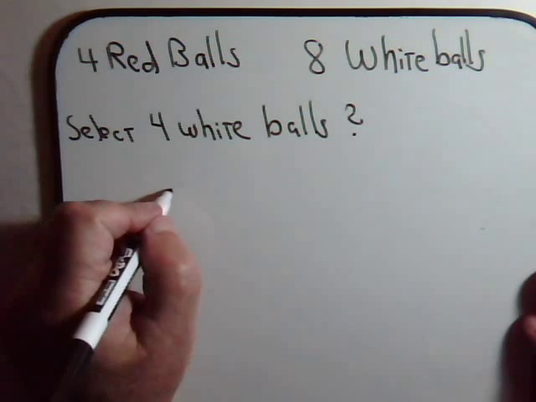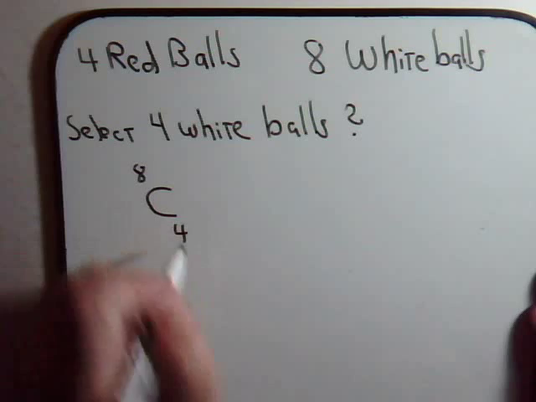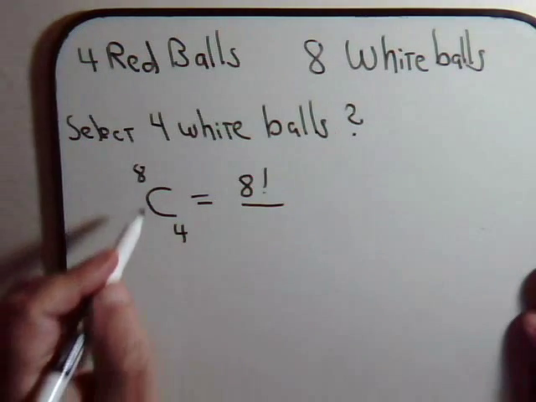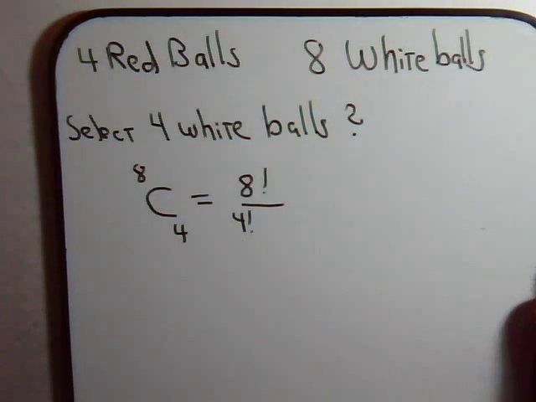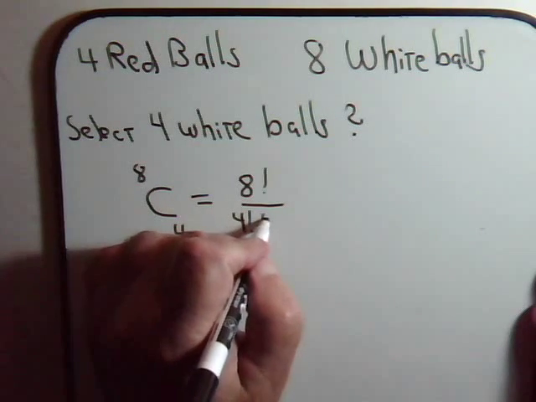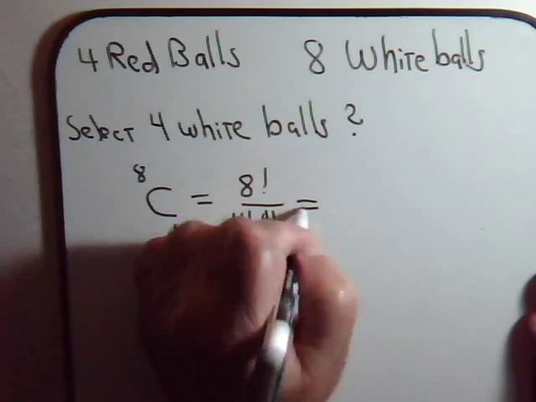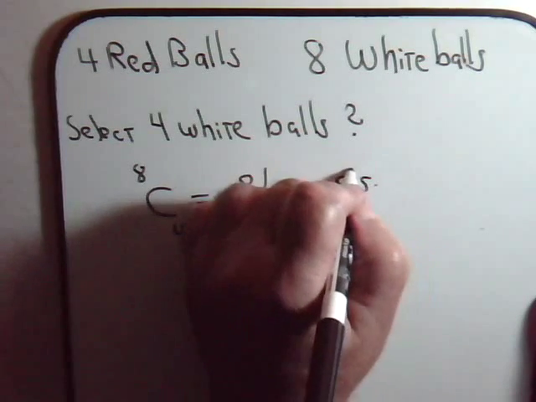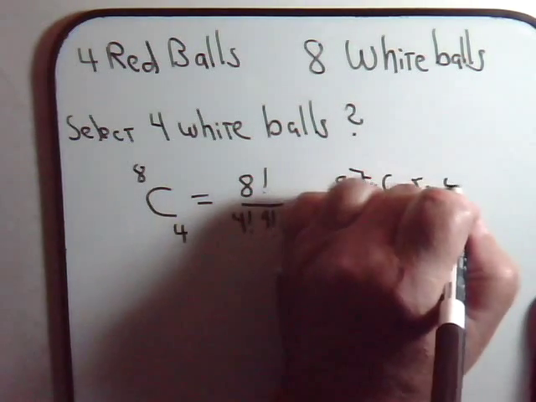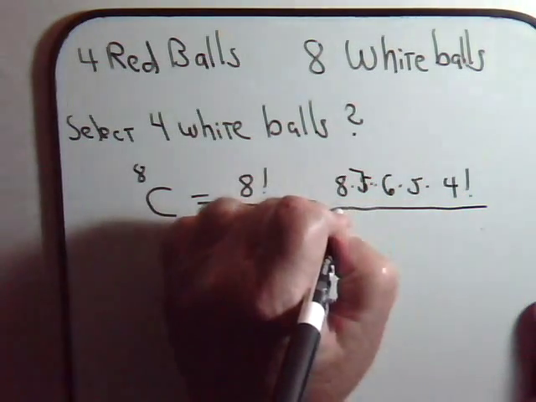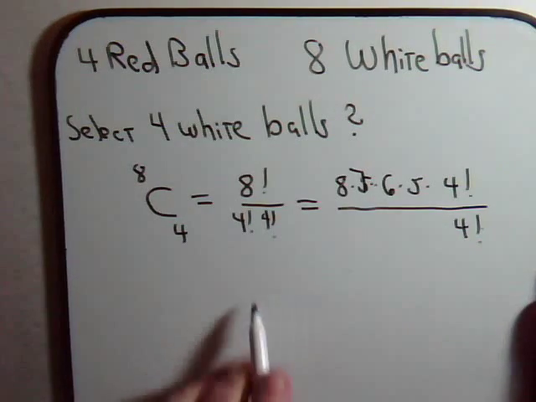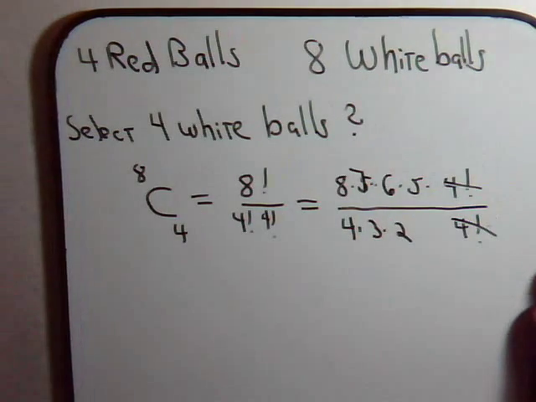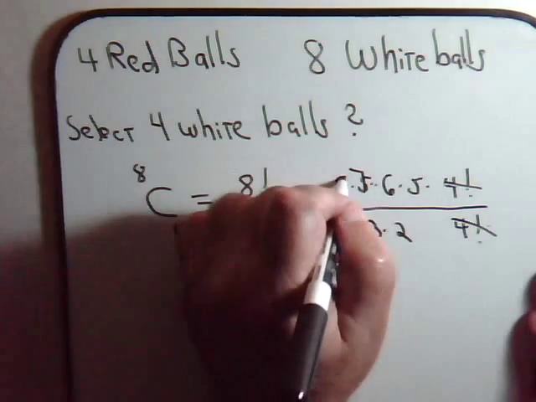Well, here, of course, we have 8 to choose from. We're going to take out 4 of them, so that would just be 8 factorial divided by 8 minus 4 is 4 factorial times 4 factorial. So let's see, this is 8 times 7 times 6 times 5 times 4 factorial divided by 4 factorial. And we have 4 factorial again, 4 times 3 times 2. These will cancel. This goes into there twice.